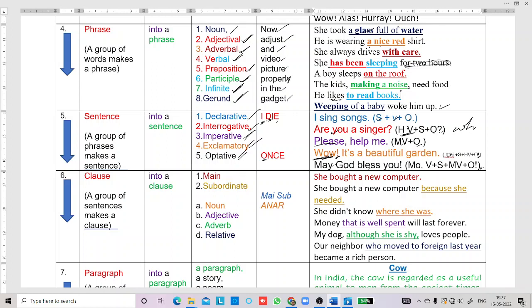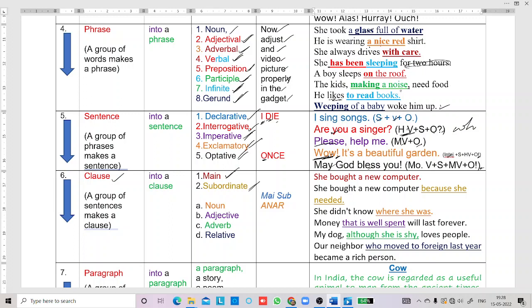Next one. What is a clause? A group of phrases makes a sentence. Now, a group of words makes a clause. Generally there are two types: main clause and subordinate clause. The main clause is also called an independent clause, and the subordinate clause is called a dependent clause. The difference you can understand better when I give my next video based on this topic.